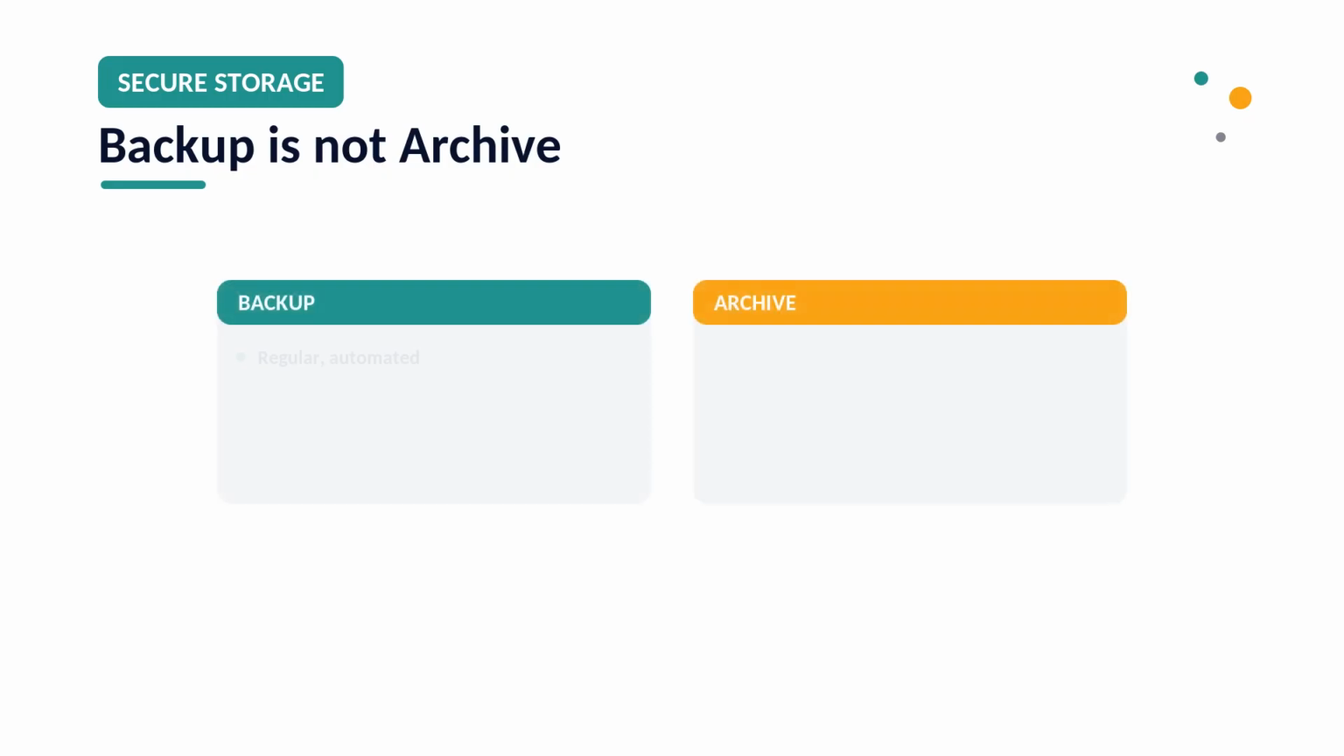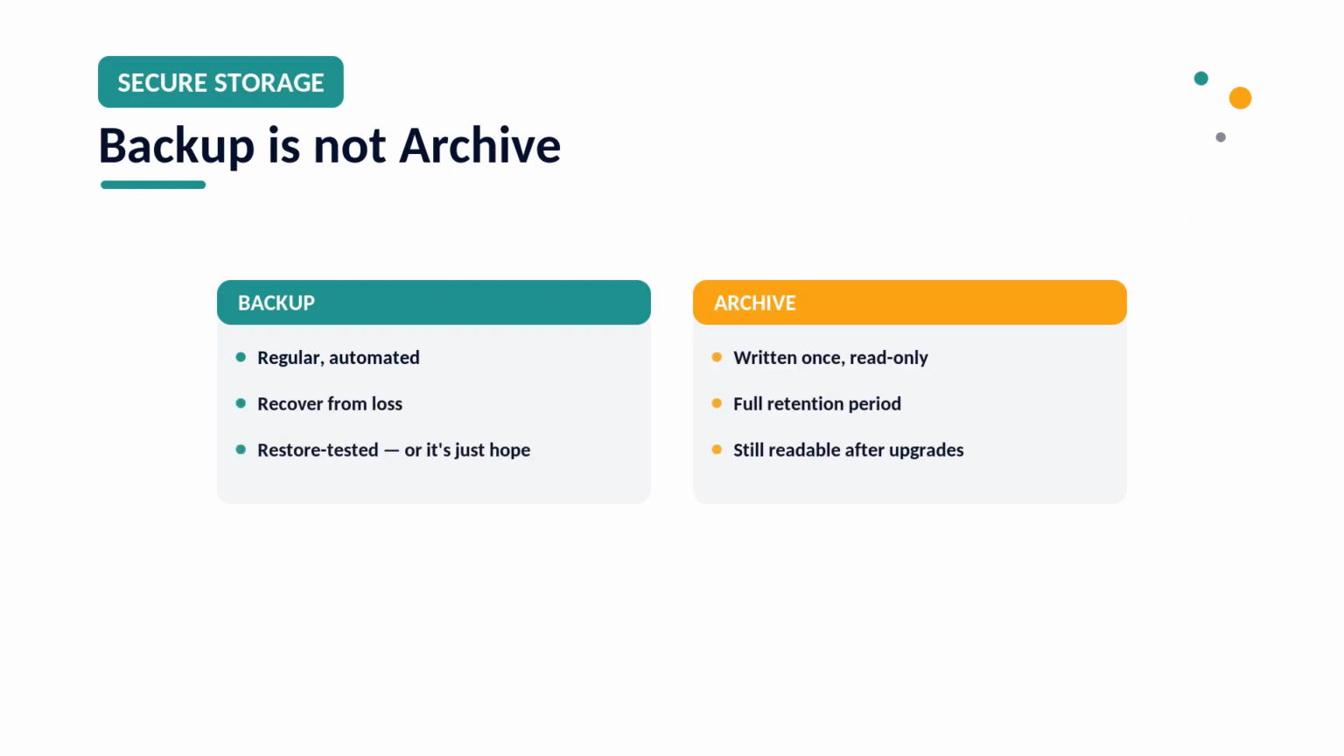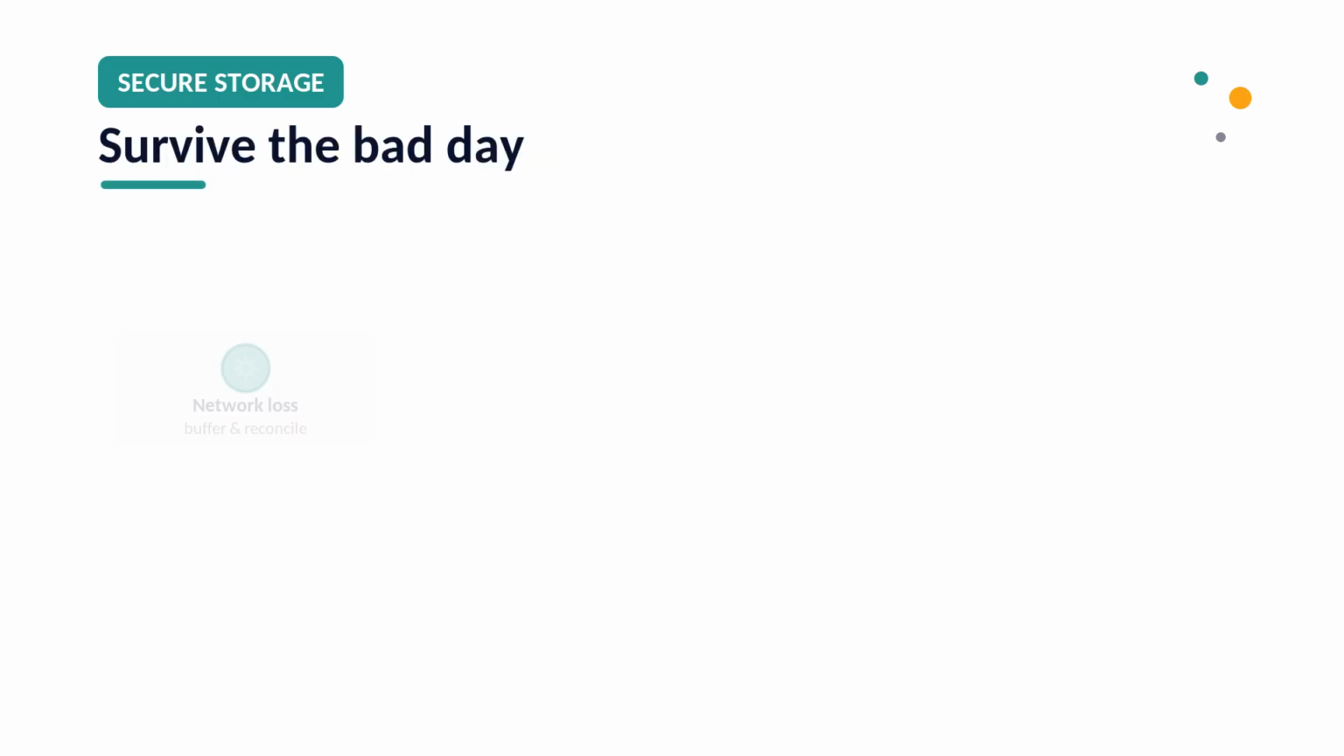Then, backup and archive, and they're not the same thing. Backup protects against loss: regular, automated, and, this is the part inspectors probe, periodically restore tested. A backup you've never restored is a hope, not a control. Archive preserves records for the full retention period. Written once, read-only, retrieval logged, and still readable after the software that created them has changed.